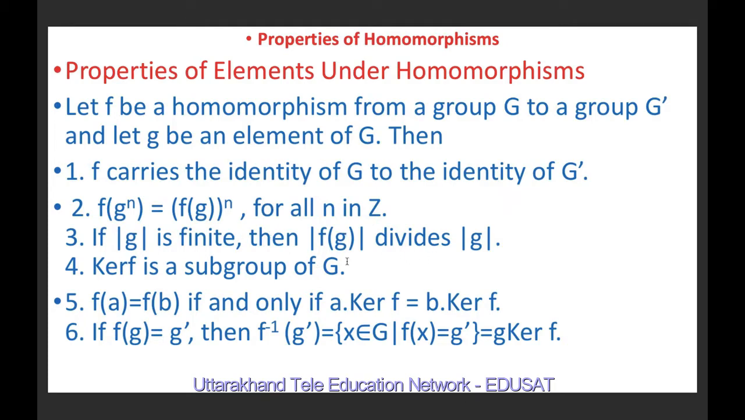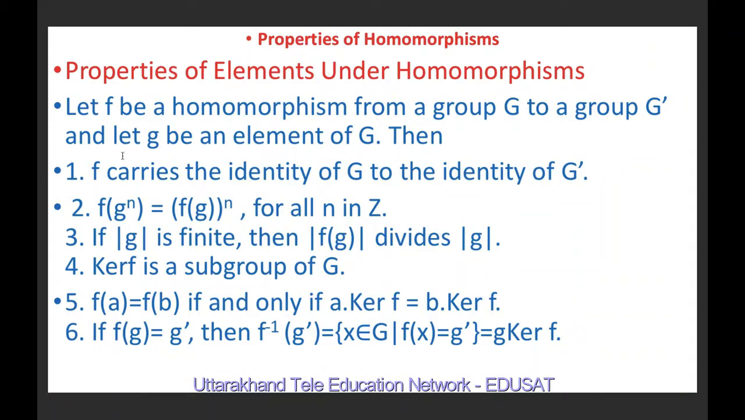Fourth, the kernel of f is a subgroup of G. Fifth, f of a equals f of b if and only if a kernel f is equal to b kernel f. Sixth property is, if f of g is equal to g dash, then f inverse of g dash is equal to the set of x belonging to G such that f of x is equal to g dash, and this is equal to g kernel f. Means f inverse of g dash is equal to g kernel f. So we will prove these properties one by one.